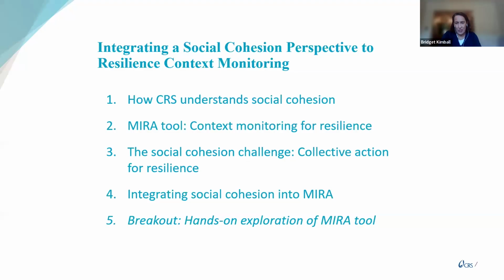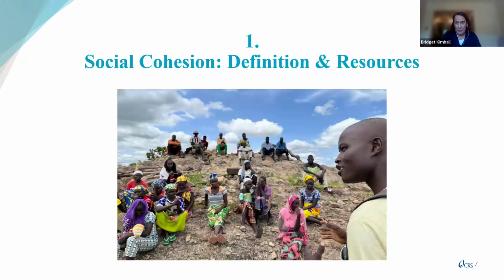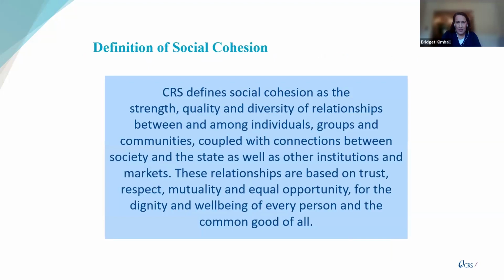In this brief presentation, I'll share how CRS defines social cohesion. I'll present CRS's resilience monitoring tool called MIRA, and describe how we integrated a social cohesion perspective into our resilience monitoring for more informed programmatic decision-making. CRS defines social cohesion with an emphasis on the strength, quality, and diversity of relationships at different levels of society. We're interested in the extent to which relationships are based on trust, respect, mutuality, and equal opportunity for the dignity and well-being of every person and the common good of all.